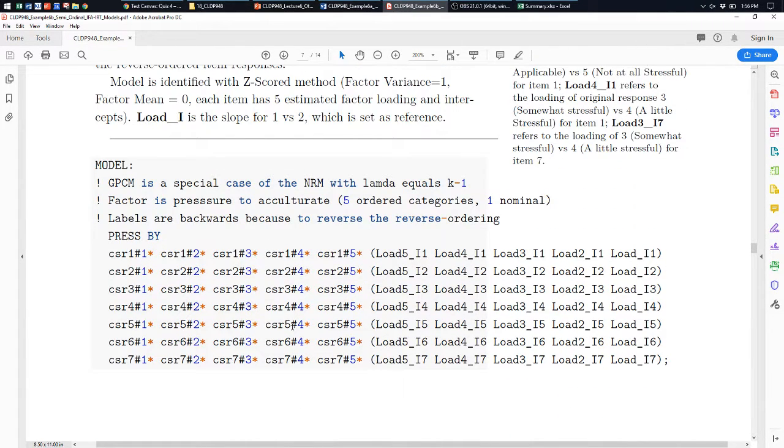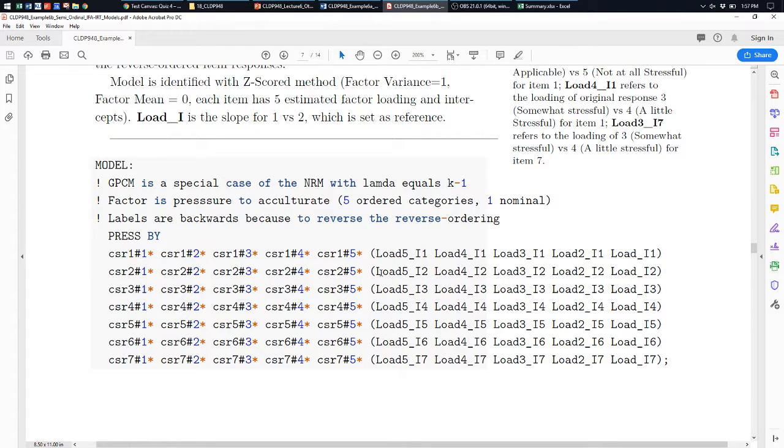More special characters. When you have a nominal outcome, M plus refers to each of the submodels with a tone sign as opposed to the color sign. So note that we have different loadings for a single item. CSR1 has 1, 2, 3, 4, 5 loadings for its 6 categories. And we have labeled them in backwards order to try and reverse coding.